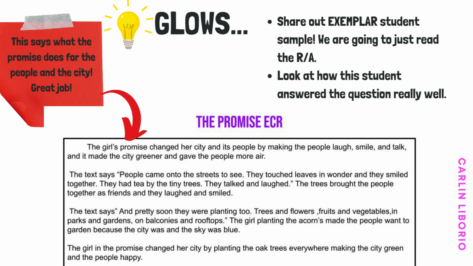Look at how the student answered the question really well. The girl's promise changed her city and its people by making the people laugh, smile, and talk, and it made the city greener and gave people more air. I mean, wow, didn't he do such a great job of answering the question and really explaining how it impacted the people and the city, how the trees did that? I just thought, sometimes if they see a good example, then they might know what to write on their own paper and they're not copying it exactly, but they're getting a great idea.